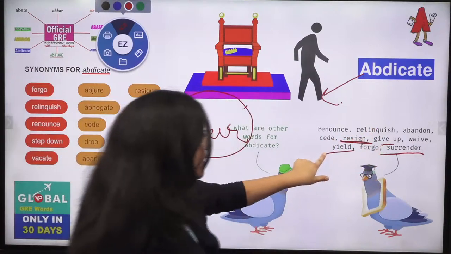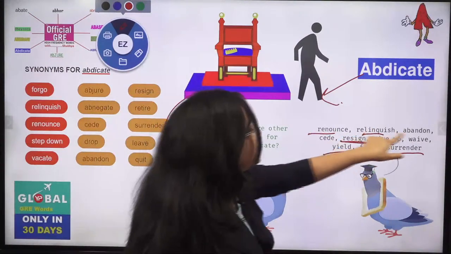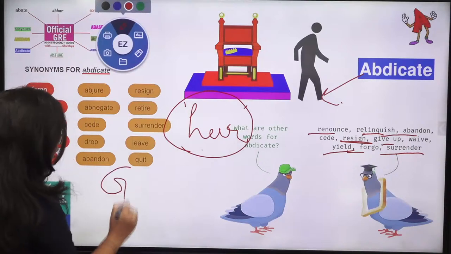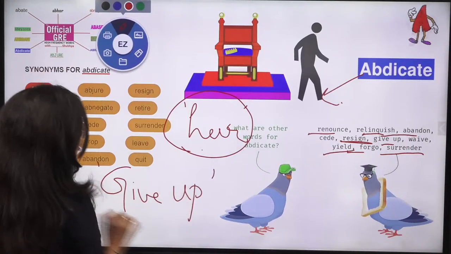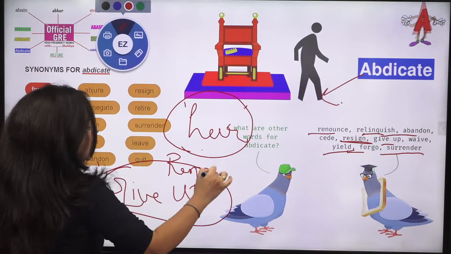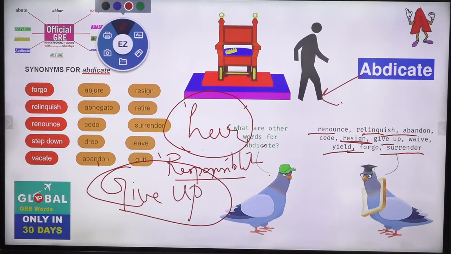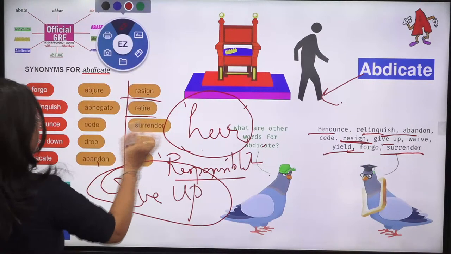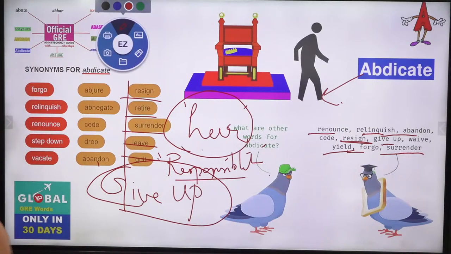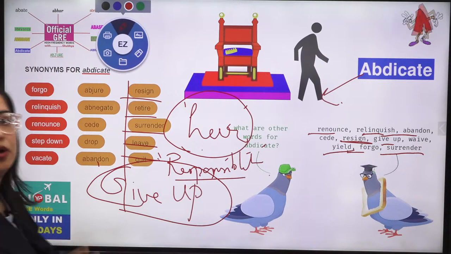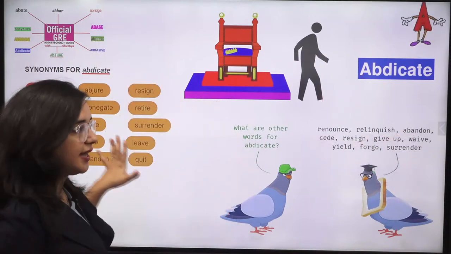Give up, yield, forego, renounce, relinquish, abandon. So that is when you willingly give up your responsibility, that I am not responsible for this thing anymore. Surrender can be there and any other option. So it is abjure, resign, retire, surrender, leave, and even quit. You see this in KBC and all that, where the person is asked whether you want to continue this game or you want to quit. So quit means that you want to willingly end that duty, right? So this was the meaning of abdicate.